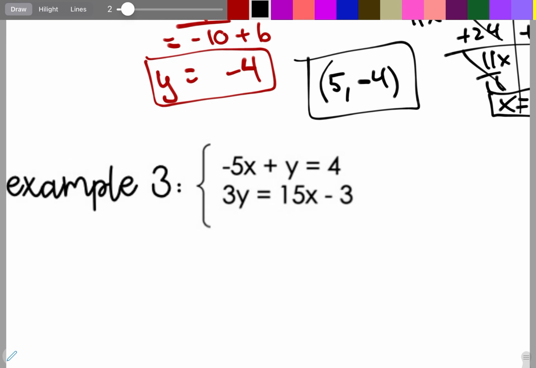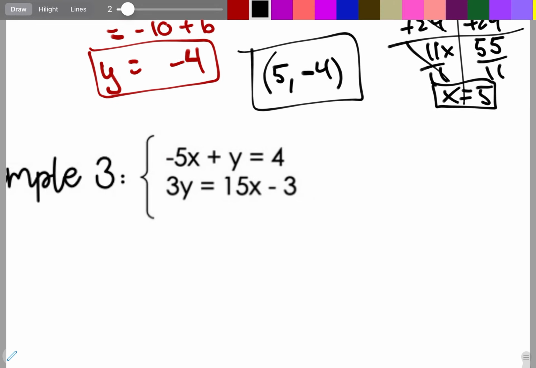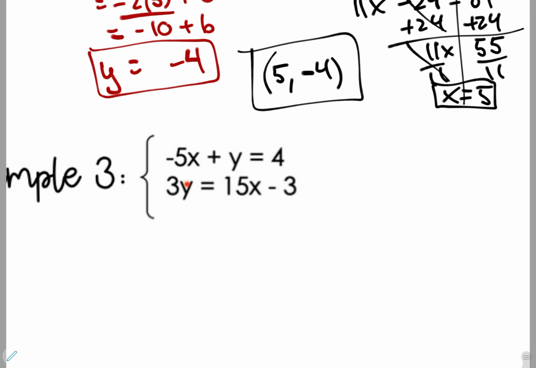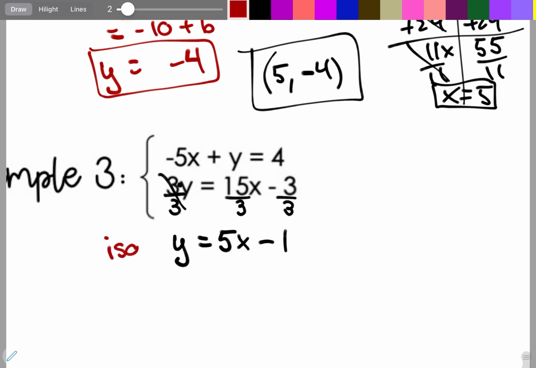number 3 here. When I get to example number 3, oh man, I don't have an ISO situation. Mathematically, I want to do it with this one here, because y is almost by himself. Just got to get rid of this 3. Now, because these two things are multiplying, I'm going to divide by 3 everywhere to get my ISO equation. Y equals 5x minus 1. Cool beans. This is going to be my new ISO.